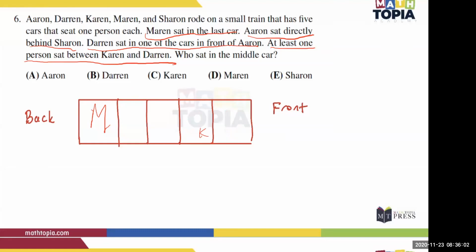How about Aaron sits here and Sharon sits here? Well, this would work because Darren sits in front of Aaron, so Darren would sit here, and then Karen would sit over here. And yes, at least one person sits between Karen and Darren. All of the criteria are met with this example. So we see Aaron is sitting in the middle car.